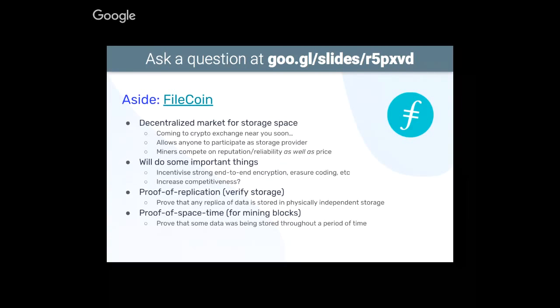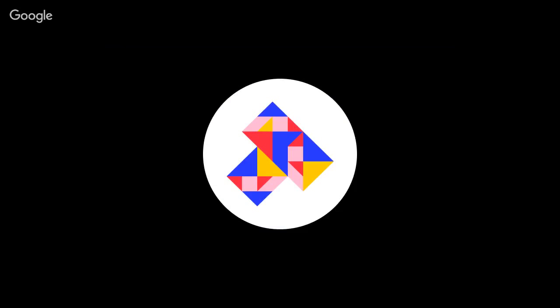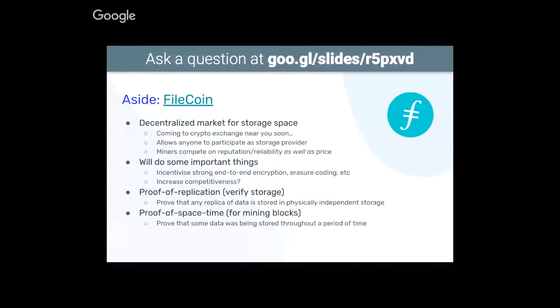Then the second piece of this is proof of space-time, right? So we want to be able to prove that there's storage space for your data, or your data is being stored, but also that it's being stored when you're paying for it. So proof of space-time is actually used to prove that some data was being stored throughout a period of time. So for instance, if you're paying the network to keep your photos backed up for you, you want to be sure that they've been storing those photos the whole time that you were paying for them, and not just periodically or not at all.